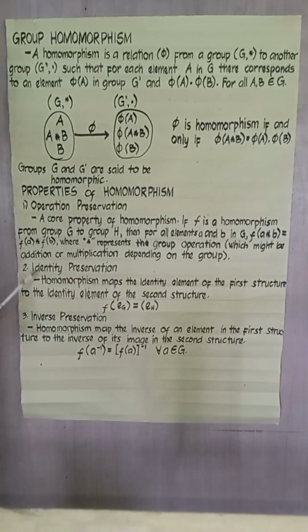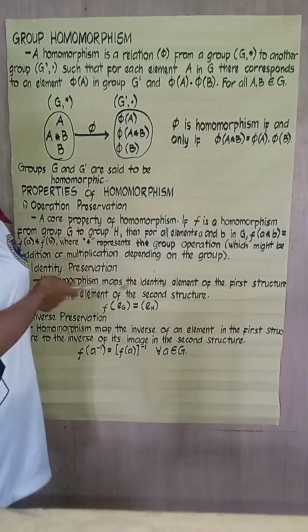Then next is the identity preservation. Homomorphism maps the identity element of the first structure to the identity element of the second structure. Since identity preservation is easy to understand, there is no need to explain it further. Then the third property is the inverse preservation. Homomorphism maps the inverse of an element in the first structure to the inverse of its image in the second structure. To fully understand these properties of homomorphism, Lloyd will discuss an example.